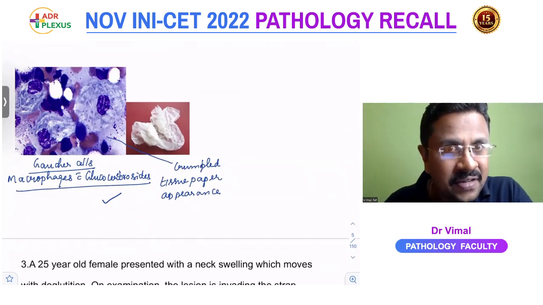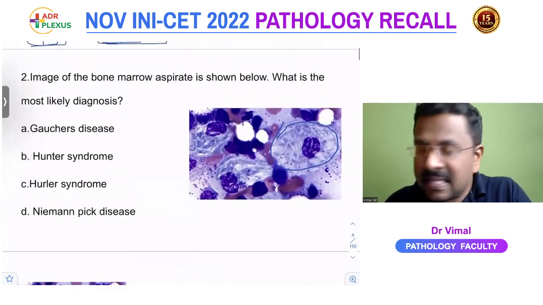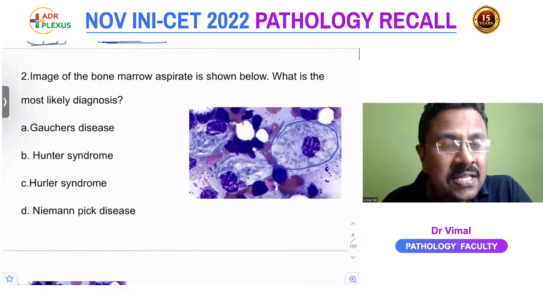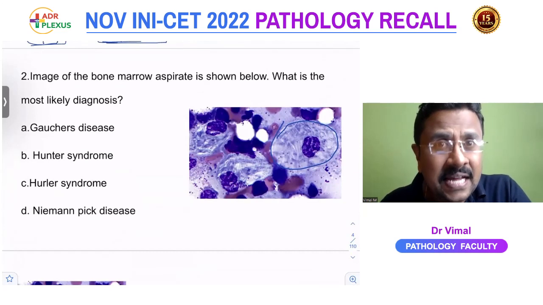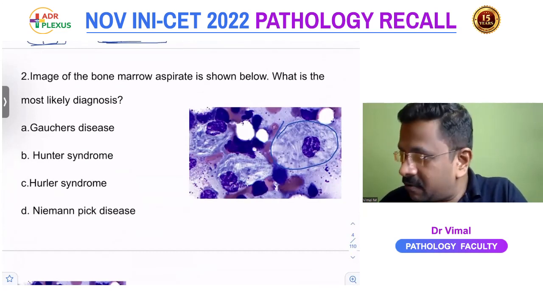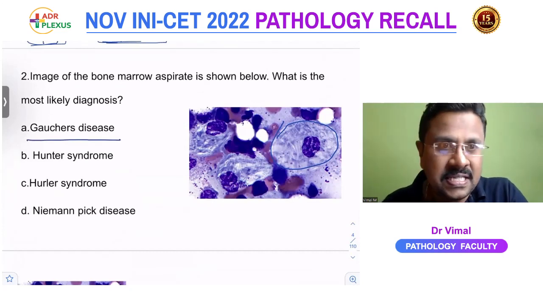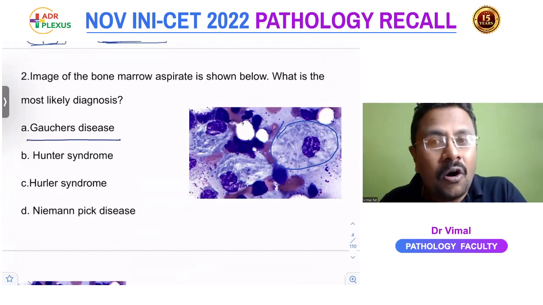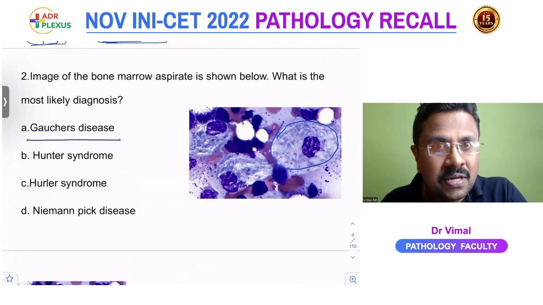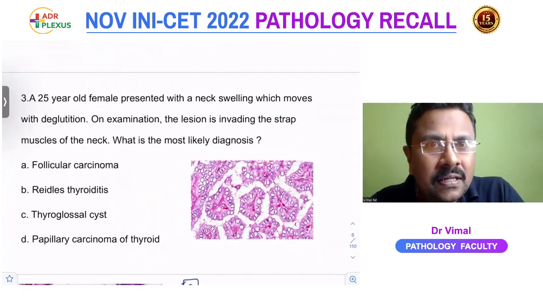Exactly the same thing came from our workbook. Because of the deficiency of the enzyme glucocerebrosidase, the disease here is Gaucher's disease. This is a very well repeated topic, and I hope all of you would have answered this correctly. Now let us move on to the third question.